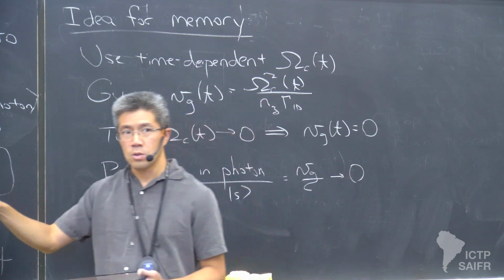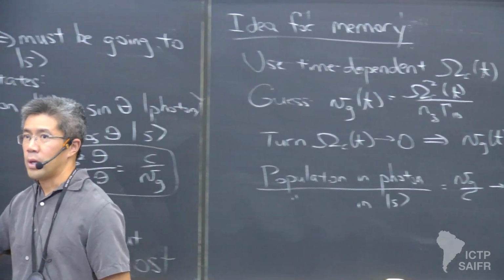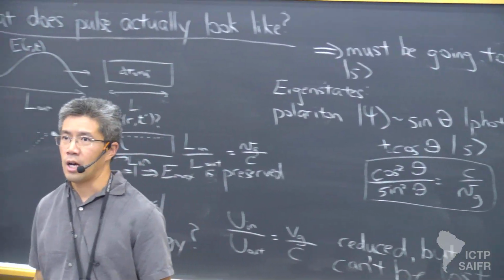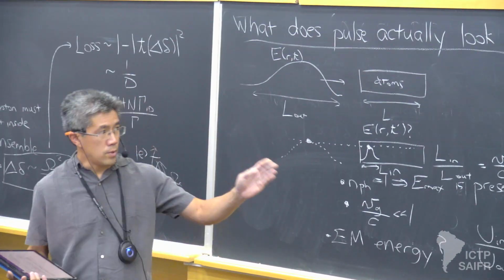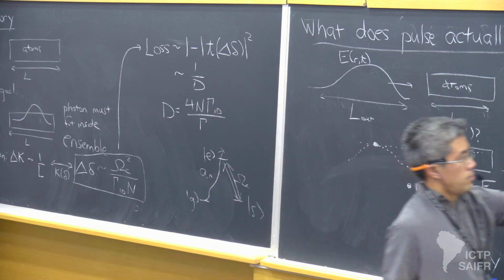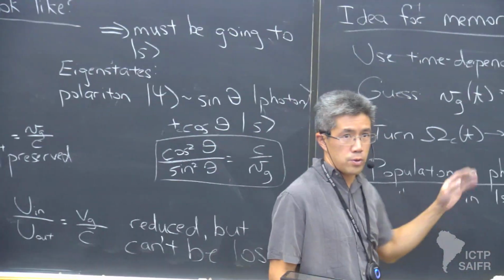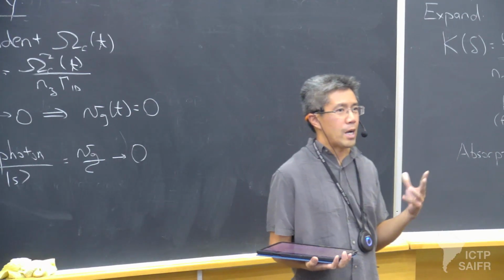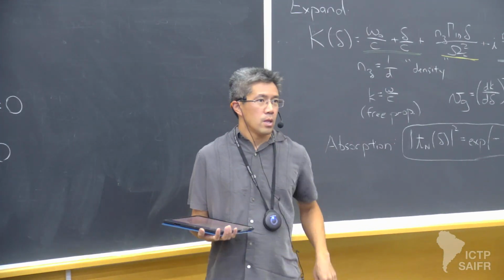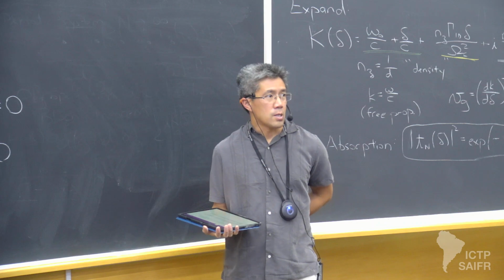So the second you do EIT and you're inside, in practice, your polariton is already 99.9999% spin excitation. So even if you just instantly turn this control field to 0, at worst you've lost some small fraction of that polariton in the process. Okay.